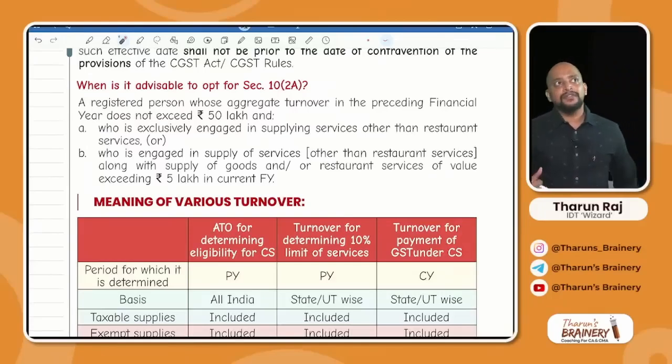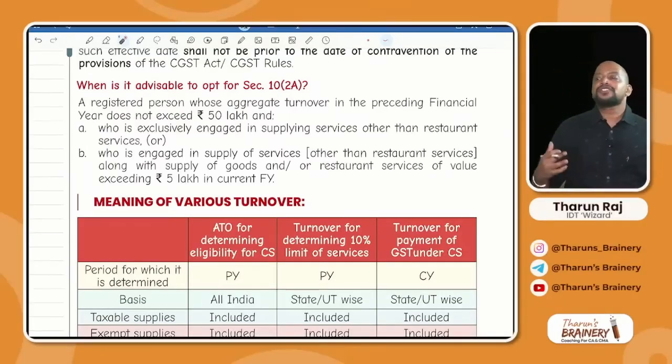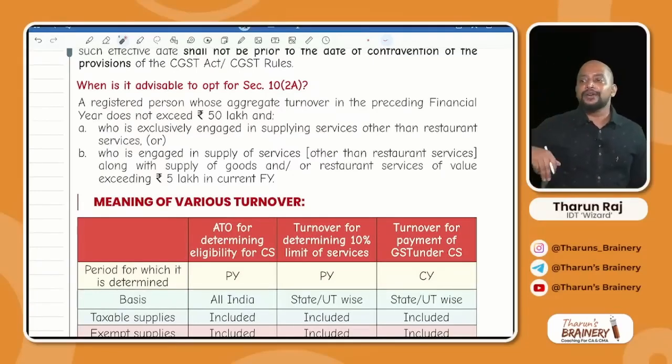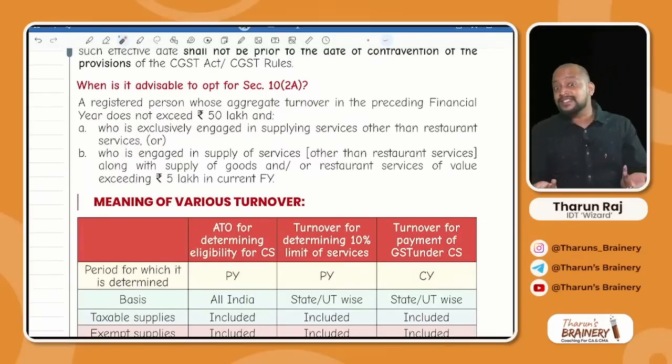Next, when is it advisable to opt for composition scheme under 10(2)(a)? You tell me. Whenever 10(1) is not possible. Because if you are a trader, 10(1) is only better because of 1%. Manufacturer also 1% in 10(1). Supply of food also 5%. But if you go for 10(2), you need to pay 6%. So it is better to continue in the composition scheme 10(1).